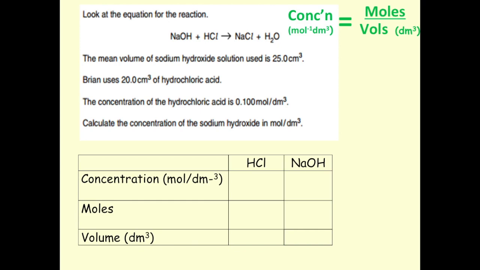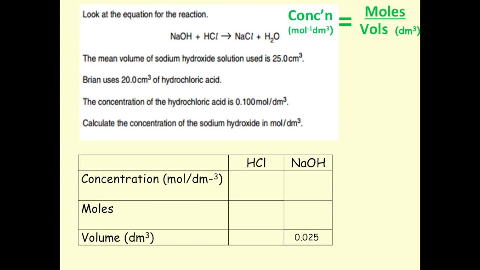So this table involves us putting HCl and NaOH in the two columns, and then in the rows we're going to put concentration in moles per dm cubed, moles, and volume in dm cubed. And then we're just going to work through the question. I'll go back to the top, and it says the mean volume of sodium hydroxide solution used is 25.0 centimeters cubed. And I am therefore going to put a 0.025 in there.